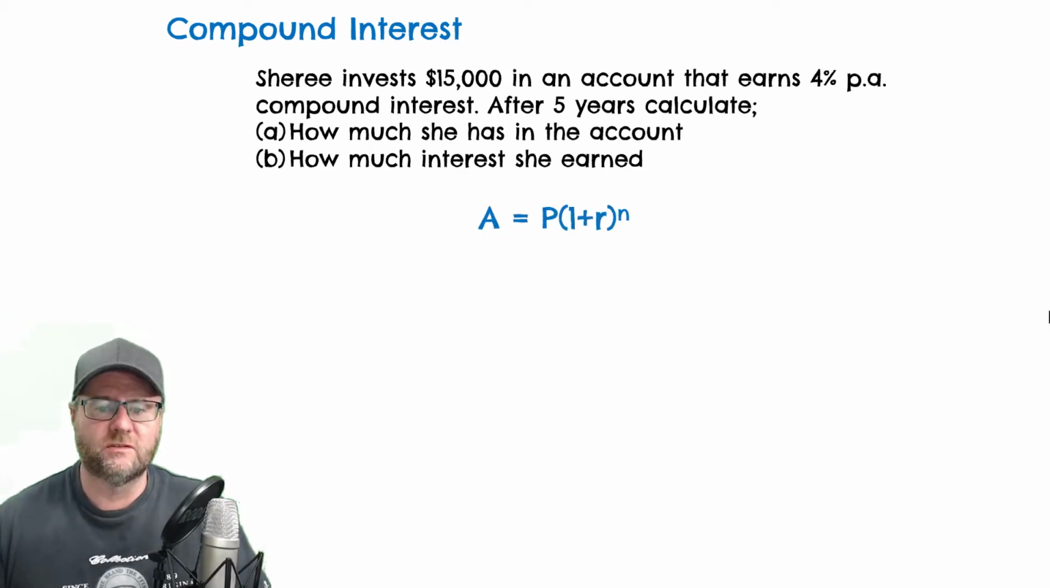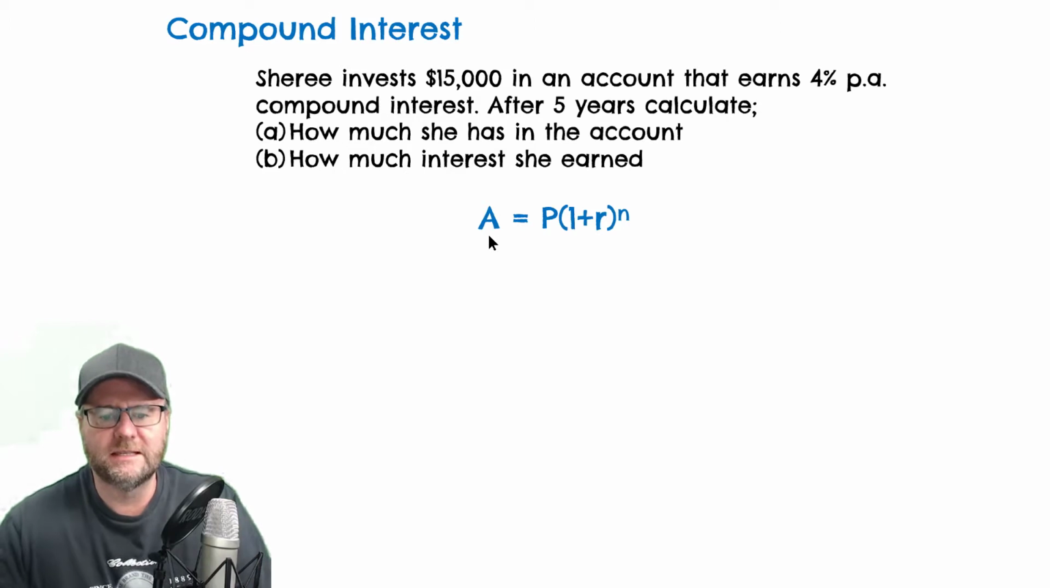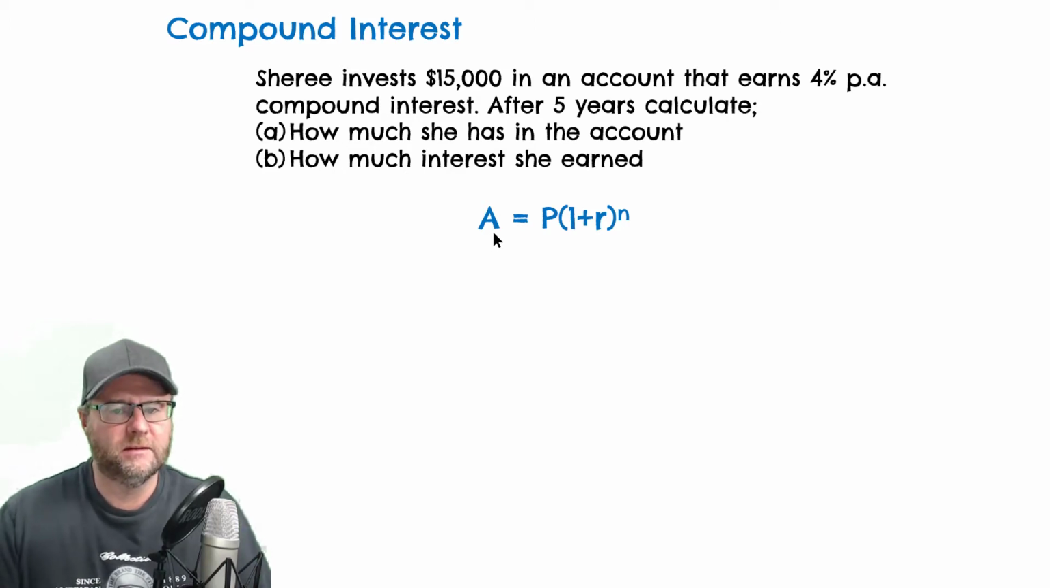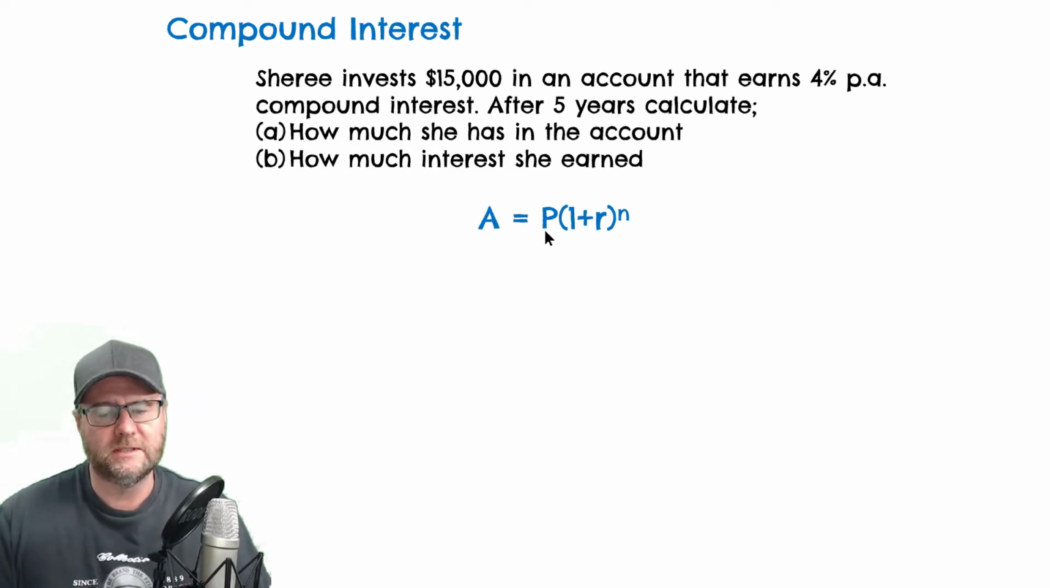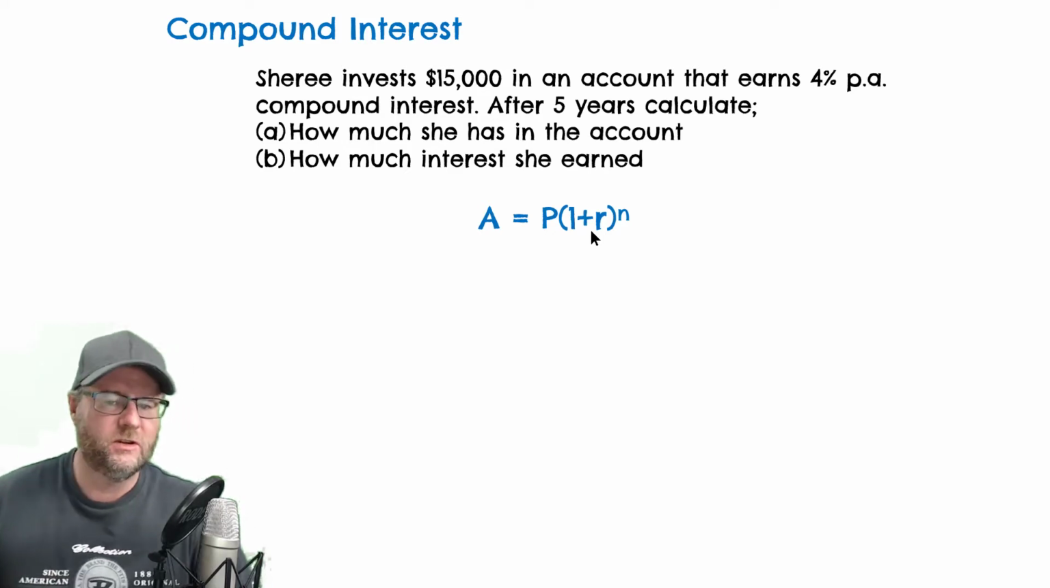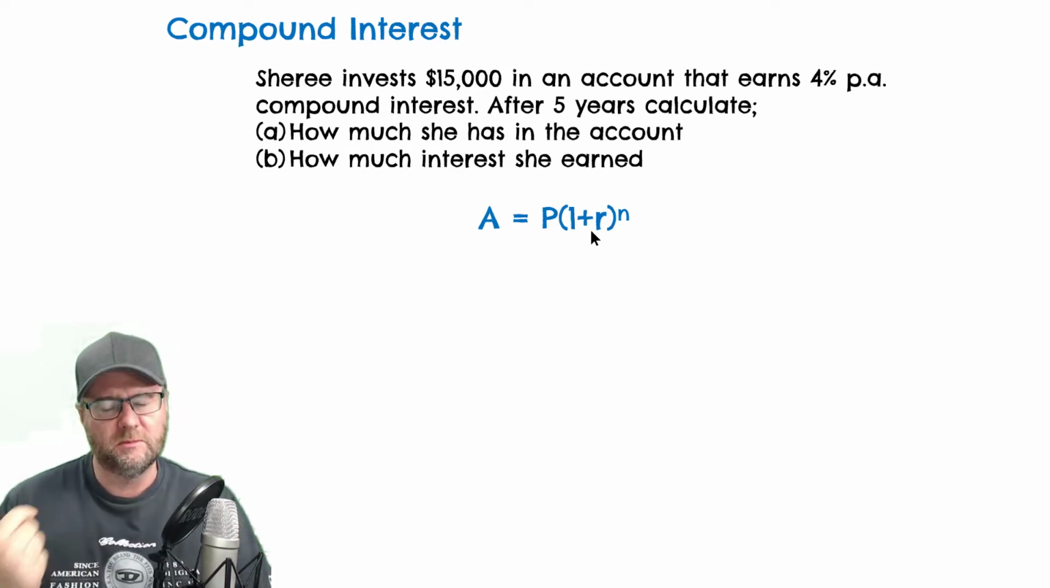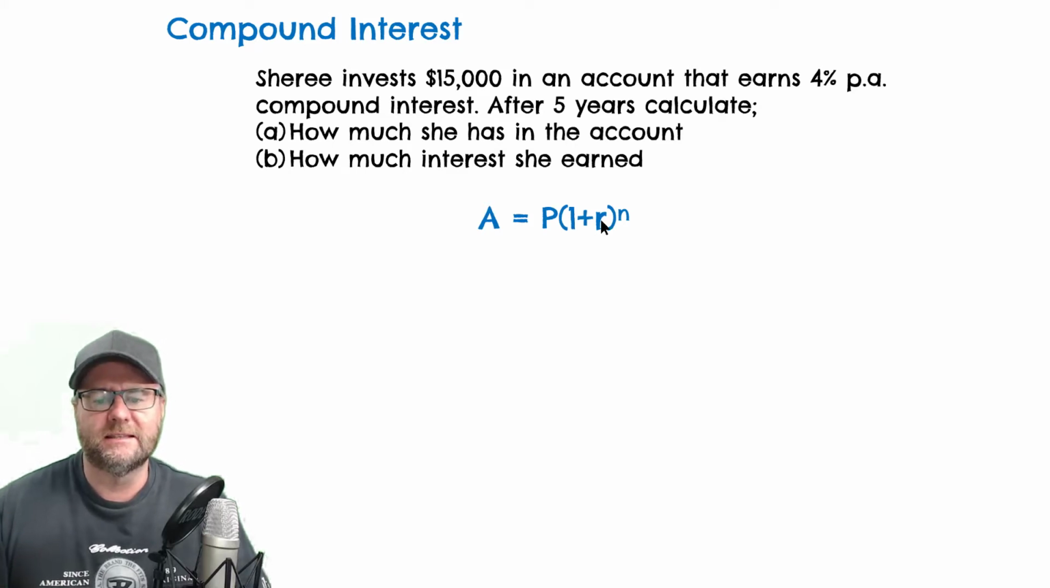Here's our compound interest formula. Hopefully you remember what each of these letters represent. A is the amount that the investment or the loan will get to. It's what it ends up being. P is the principal. It's the starting amount. R is the interest rate, always as a decimal. Don't use the percentage. Convert it to a decimal by dividing it by 100. And N is the number of time periods.